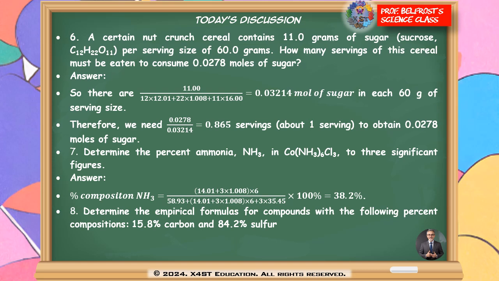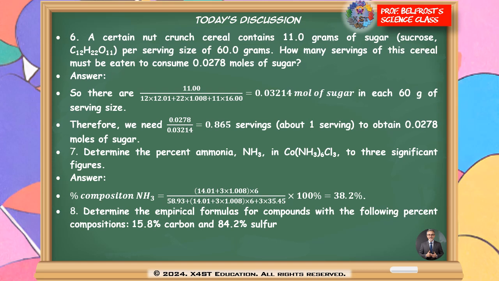Okay, so 3 significant figures. To find the percent composition of ammonia, which is NH3, it's very easy. You need to first identify how many N and H atoms build the chemical formula. We find there are 6 nitrogen and 18 hydrogen, and divide by the total molar mass times 100%. That's the result that we obtain.